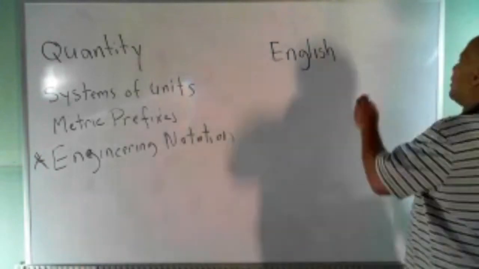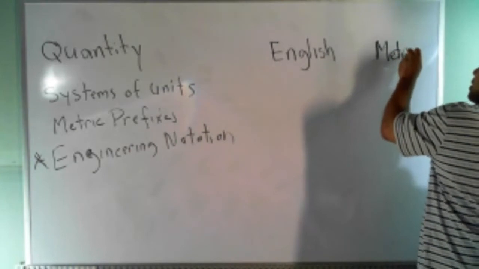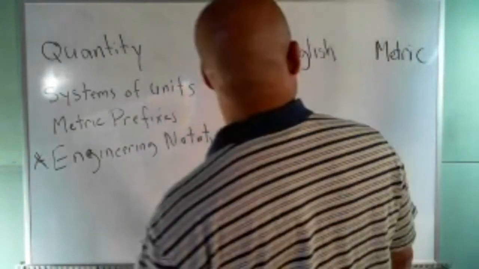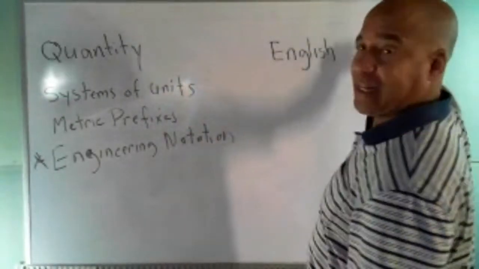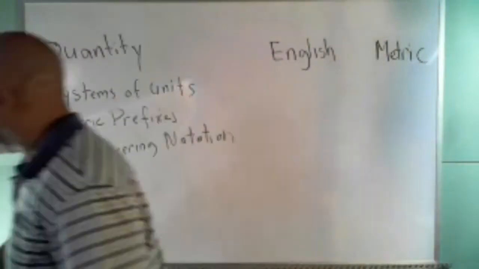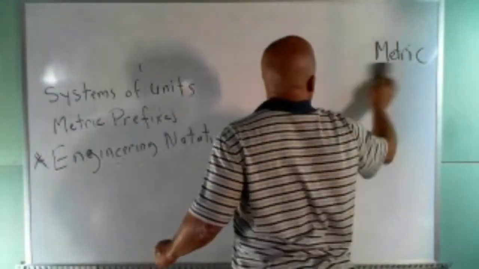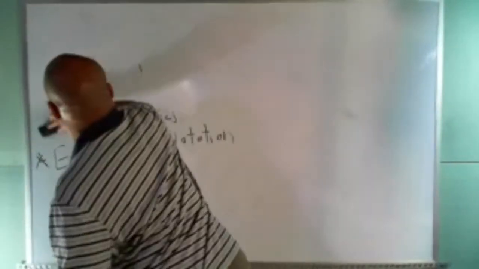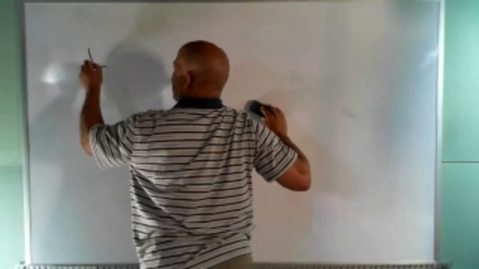And then there is the metric system. Now, hopefully you guys can see. I'm going to move this. I know there's a glare on the board, and I don't know if I'm writing in that glare or not. I'm going to get rid of this and move this a little bit over. I don't want to be in that glare. I can just remember this stuff. Okay, so we got the English system.